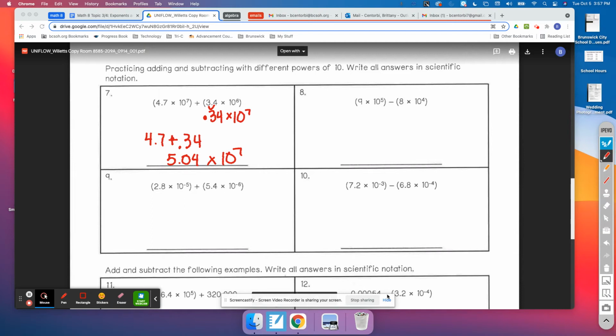Next, we've got 9 times 10 to the 5th minus 8 times 10 to the 4th. So again, my decimal point's here. To add one, I've got to move it to the left. So now this becomes 9 times 10 to the 5th minus 0.8 times 10 to the 5th. Then we subtract 9 minus 0.8. We get 8.2 times 10 to the 5th.